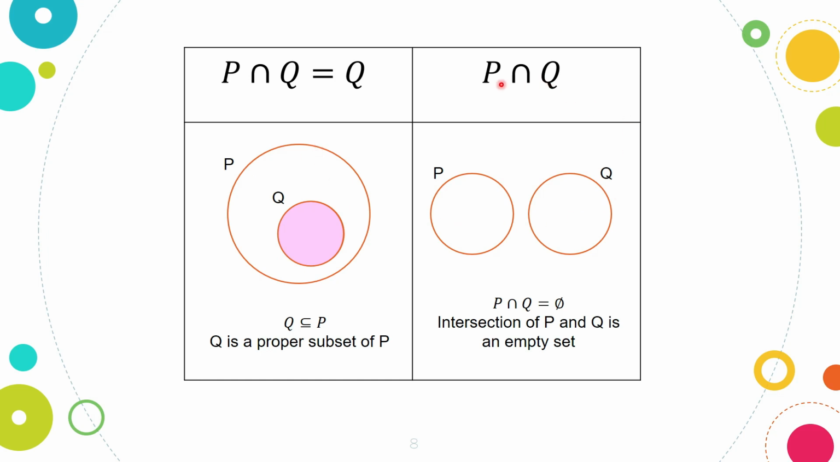And then this kind of Venn diagram, P intersect Q. If these two sets are separate, there is no intersection between the two. So we can say that the intersection of P and Q is an empty set, because there is no common element from this kind of Venn diagram.